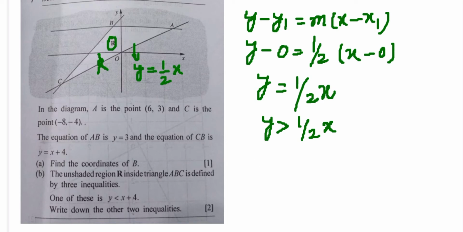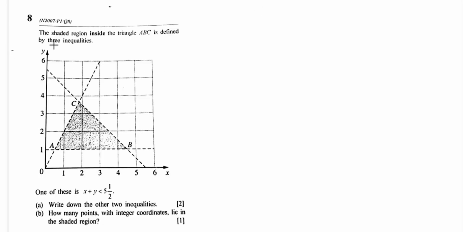So next we move towards the next question. Question number 8, paper 1, 2007. The unshaded region inside the triangle is defined by the three inequalities. One of the inequalities is x plus y less than 5 and a half. Write down the other two inequalities.